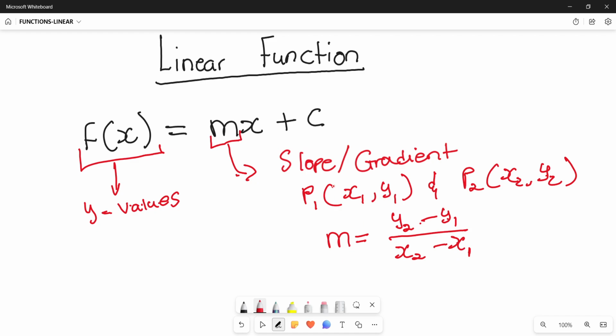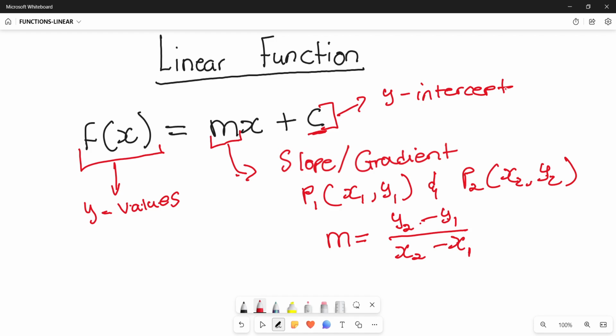What does c represent? c represents the y-intercept of our function. What does this y-intercept tell us? It indicates where the function will move up or down. So this c is the y-intercept, which indicates where the function will move up or down.